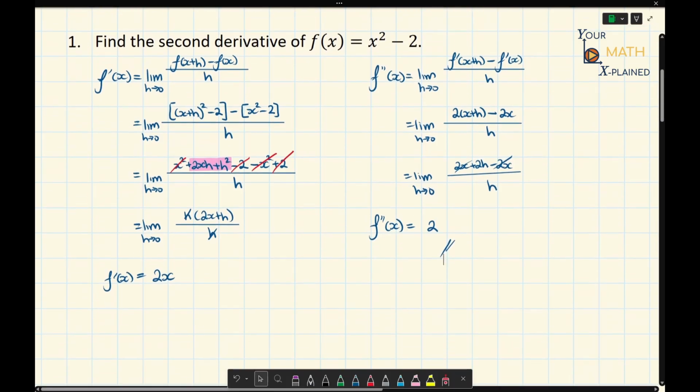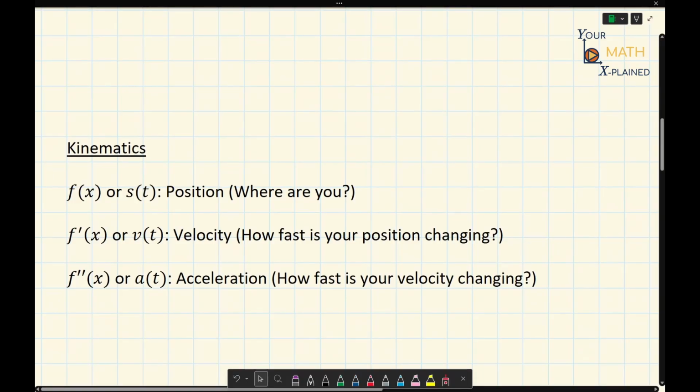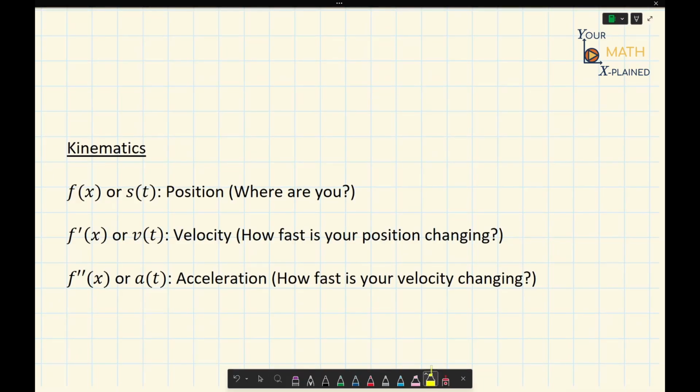So why is it that we care about the second derivative? Well, I think physics would give us the best answer. So let's say we start with our basic function, f of x. And a lot of times in physics, we would write that as s of t. And it's just a different way of naming our function. So this base function is your position, meaning where are you?